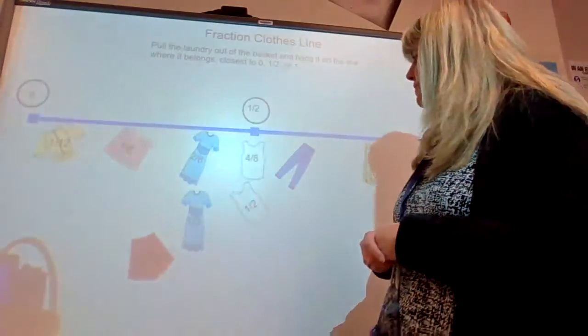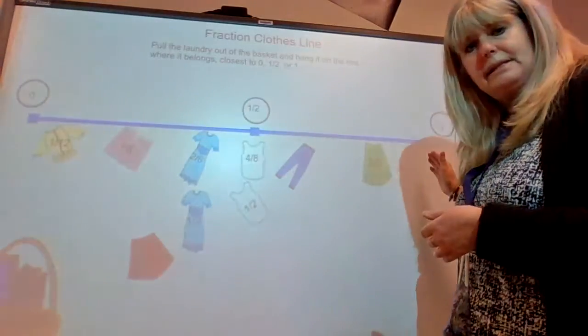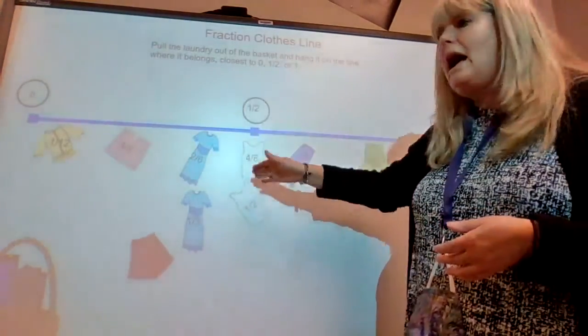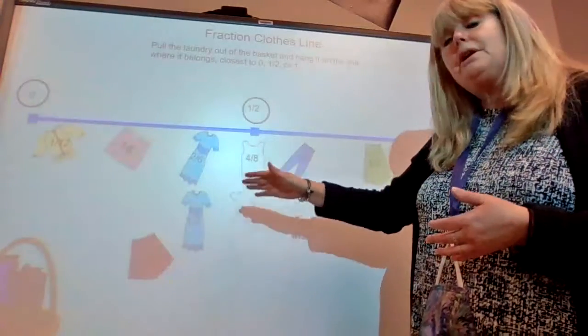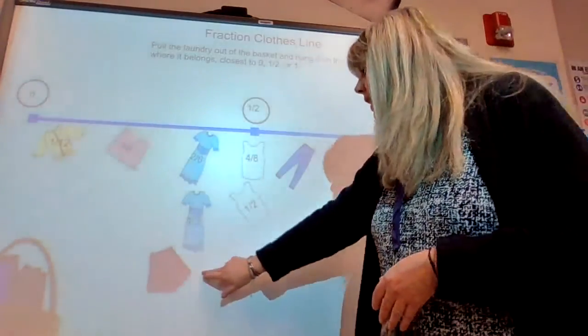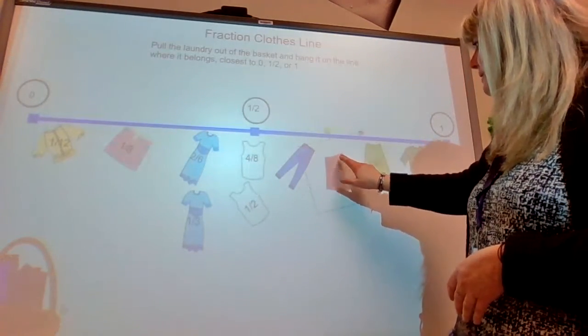Okay, we've got 3/4 right there. Number lines cut into 4 pieces: 0/4, 4/4. Half of 4 is 2, so we know 3/4 is greater than 1/2. But now I've got all of these over here, and I need to figure out where 3/4 is.